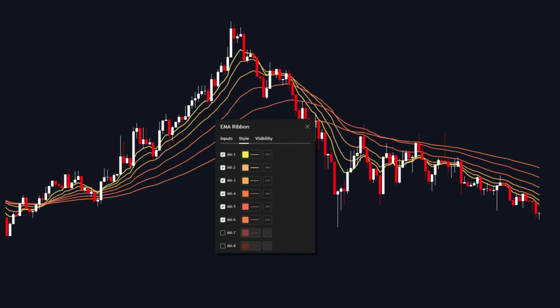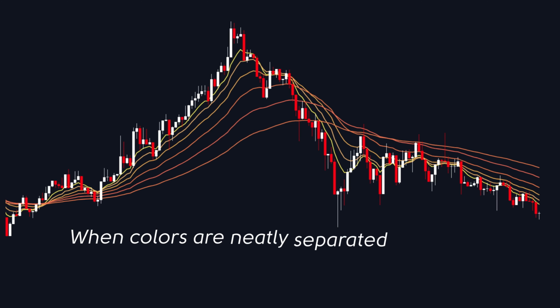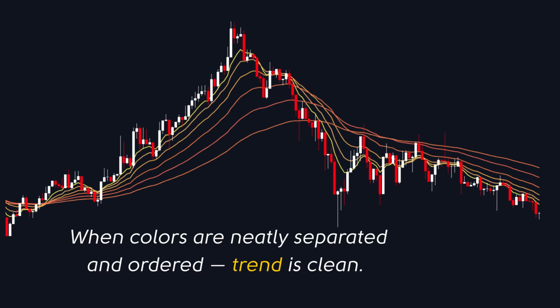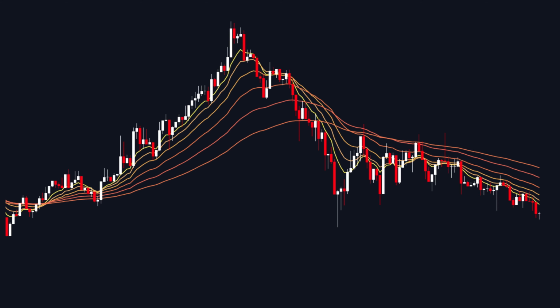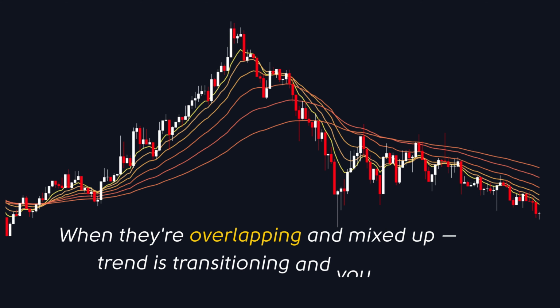For color coding, use a gradient. Set your 8 EMA in bright yellow and progressively darken toward your 89 EMA, which goes in dark orange. This visual gradient instantly tells you the health of the ribbon at a glance. When colors are neatly separated and ordered, trend is clean. When they're overlapping and mixed up, trend is transitioning and you wait.